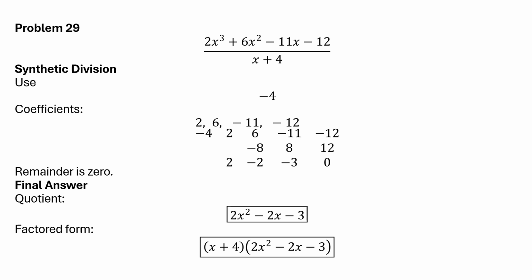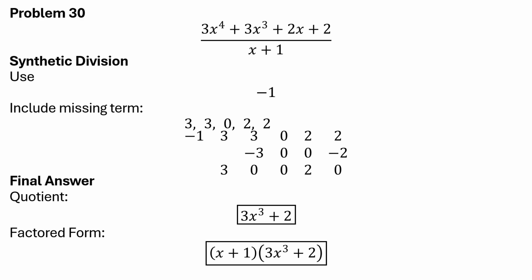The remainder is 0, which means x plus 4 is a factor. The quotient is 2x squared minus 2x minus 3. Therefore, the polynomial factors as x plus 4 times 2x squared minus 2x minus 3.